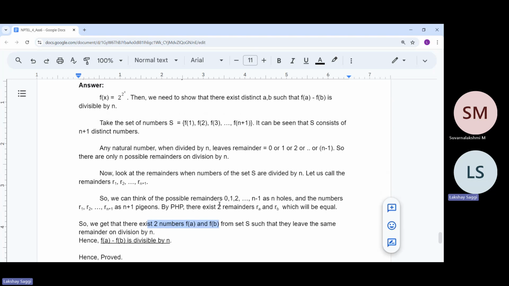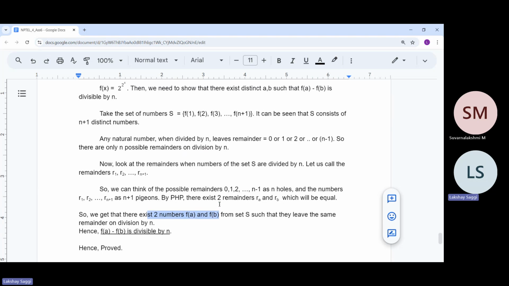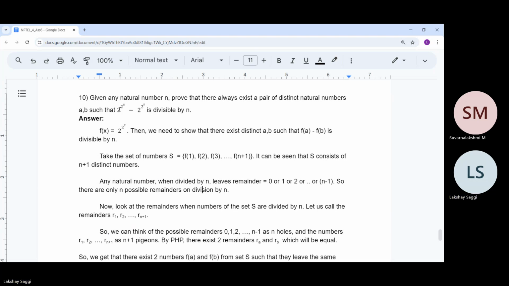In writing, it may look long, but the high level idea is very simple. Just look at the possible remainders of n plus 1 values. One of the remainders will occur twice, and then the difference will be divisible by n. So that's why I was saying that this question, even though this function looks very complicated, was very simple and very beautiful. So similarly, this question can be extended arbitrarily, right?